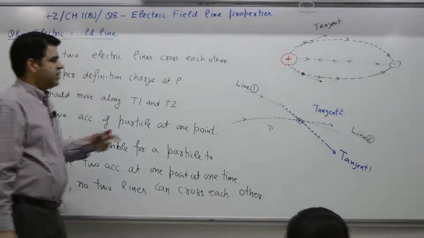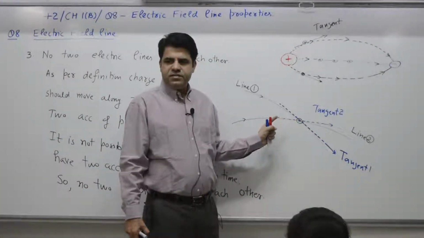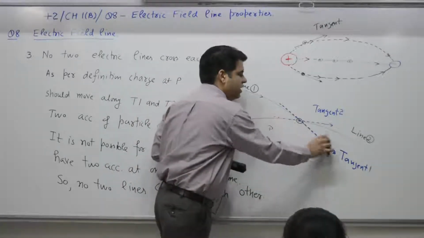That means if it moves along the resultant, there will be only one line, this line.